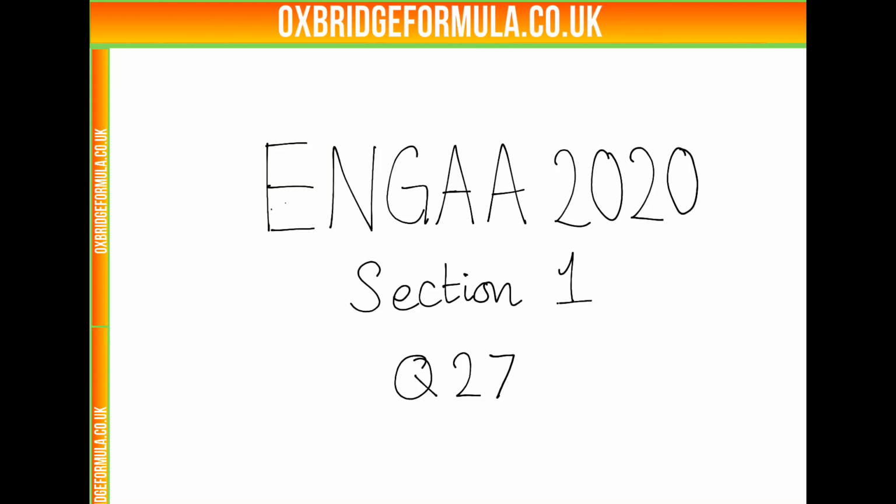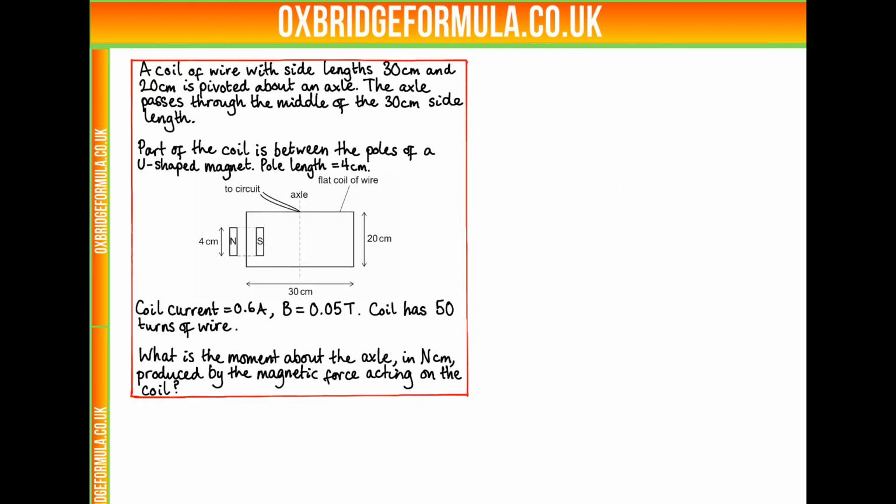This question is taken from the ENGAA 2020 Section 1 paper, and it is question 27. So we read, a coil of wire with side lengths 30 cm and 20 cm is pivoted about an axle. The axle passes through the middle of the 30 cm side length.